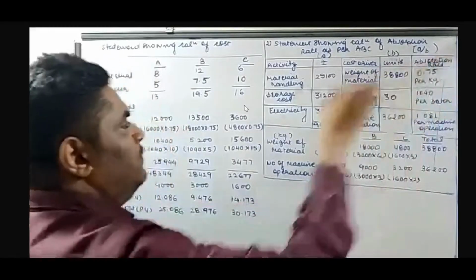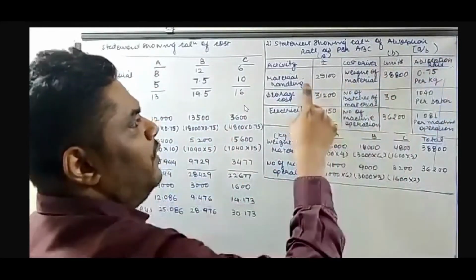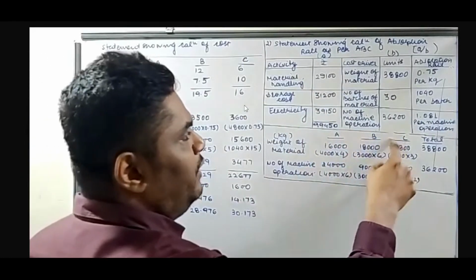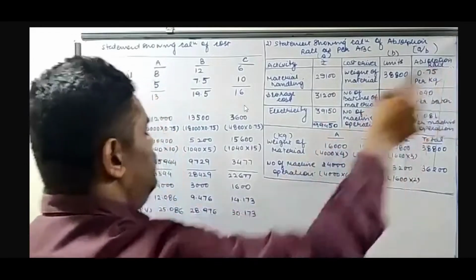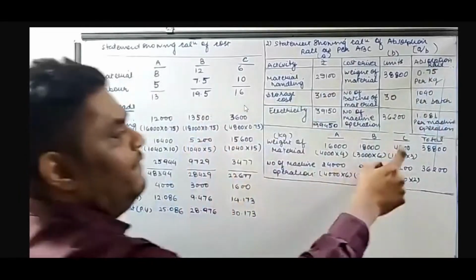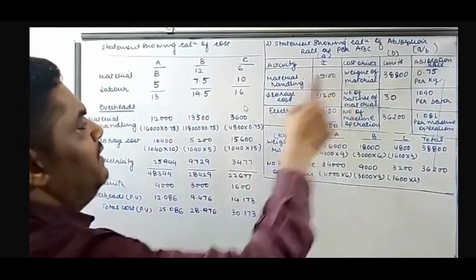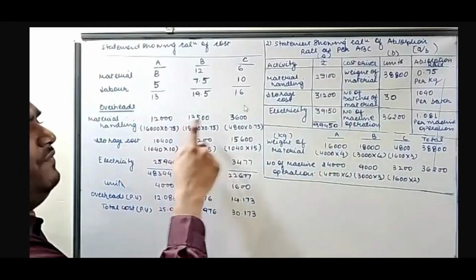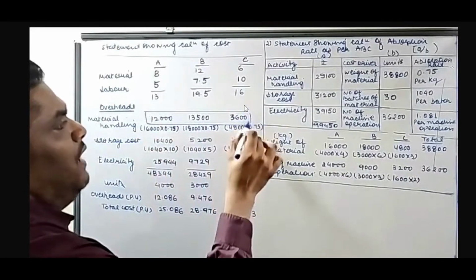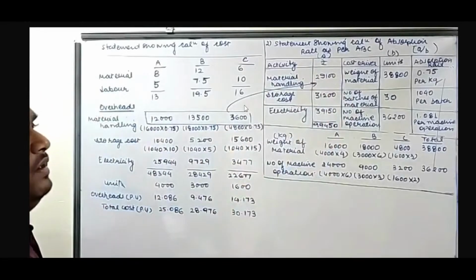Now, with the help of this absorption rate, we will distribute the overheads. So see, it is 0.75 per kg for material handling. And the material is what? 16,000 for A, 18,000 for B, and 4,800 for C. So 16,000 into 0.75 for A, 18,000 into 0.75 for B, and 4,800 into 0.75 for C. So this is how this 29,100 is distributed. See, 12,000 plus 13,500 plus 3,600. Ultimately, we are distributing 29,100. The total of these three will be 29,100.